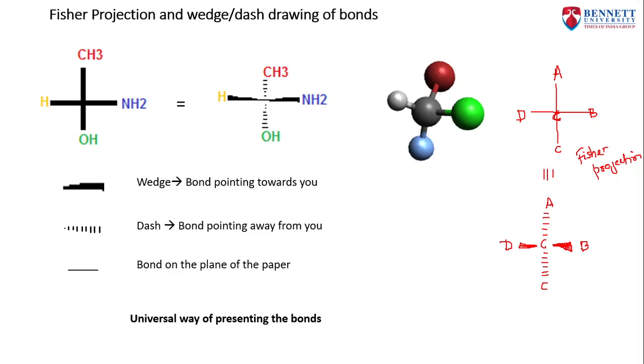So this is a universal way of representation. Anytime you have this arrangement, this always refers to the vertical ones being away from you and the horizontal ones towards you. So that is a Fischer projection.